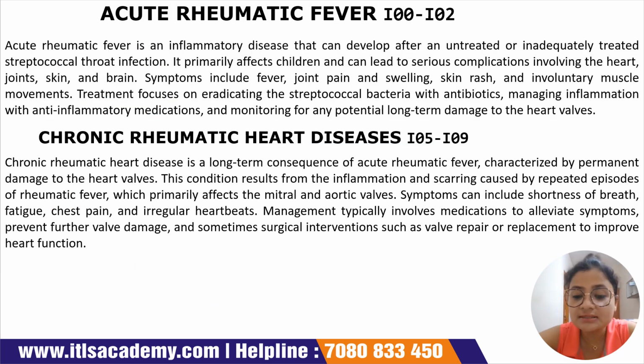So the first disease that we need to talk about when we are talking about diseases of circulatory system will be acute rheumatic fever. So the codes are running from I00 to I02. So let's see what they're saying over here. It is an inflammatory disease that can develop after an untreated or inadequately treated streptococcal throat infection. So streptococci is a very common species of bacteria which are known to cause various types of cough and cold.